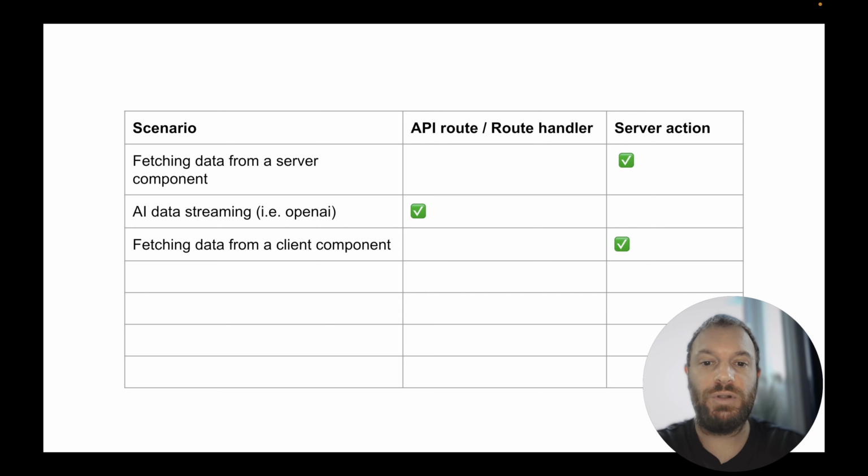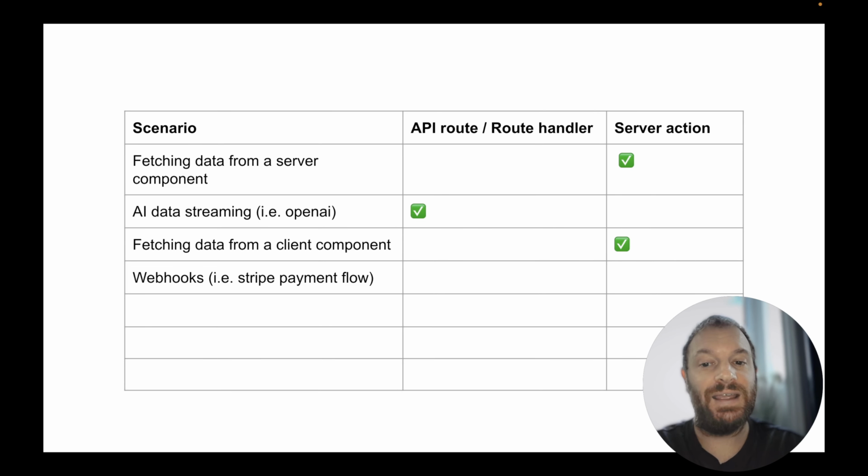Now, I know a lot of people don't like the idea of calling a server function from within a client component. However, personally, I don't mind it. I actually quite like it because we get the nice type safety from our server actions within our client components. So I'm never creating route handlers to call from within client components, to fetch data within client components. I'm always using server actions for this.